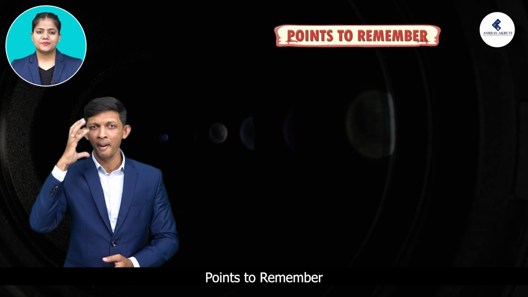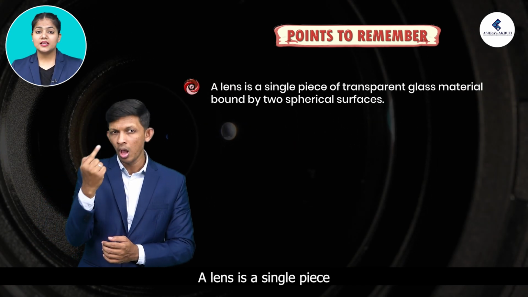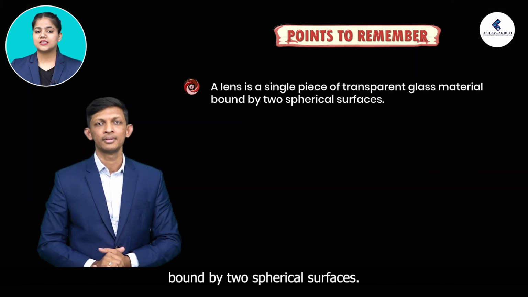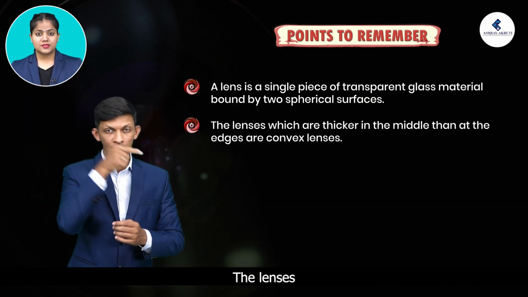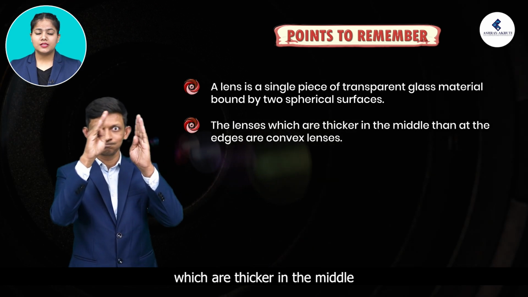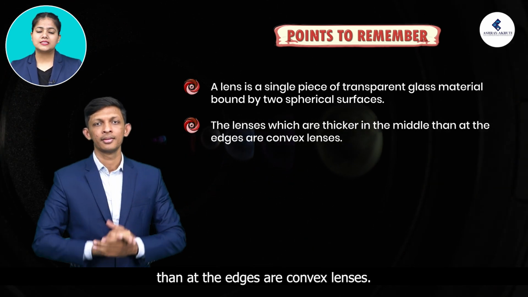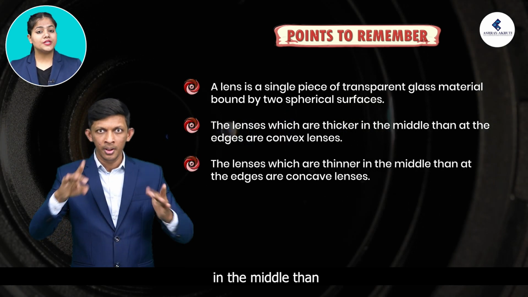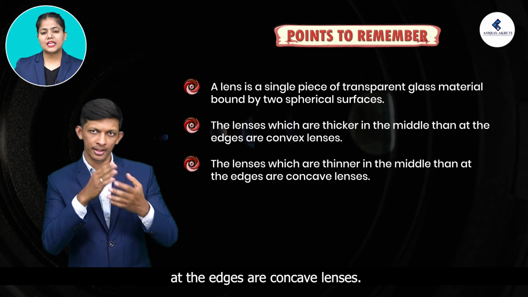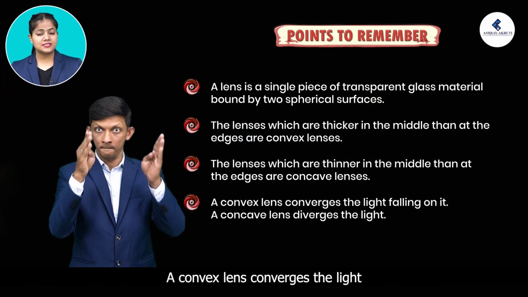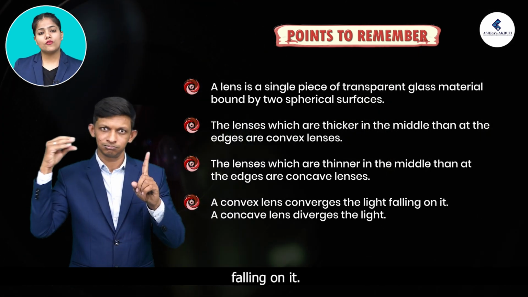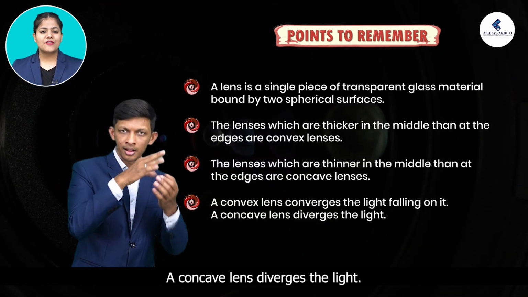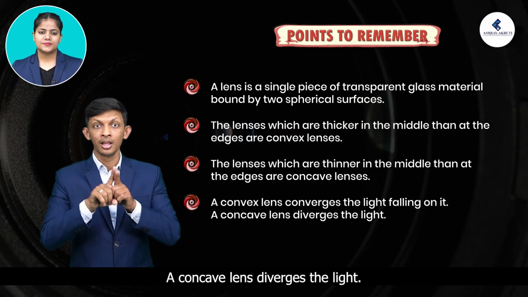Points to remember. A lens is a single piece of transparent glass material bound by 2 spherical surfaces. The lenses, which are thicker in the middle than at the edges, are convex lenses. The lenses, which are thinner in the middle than at the edges, are concave lenses. A convex lens converges the light falling on it. A concave lens diverges the light.